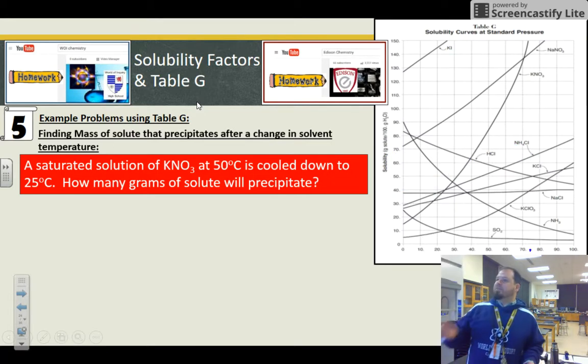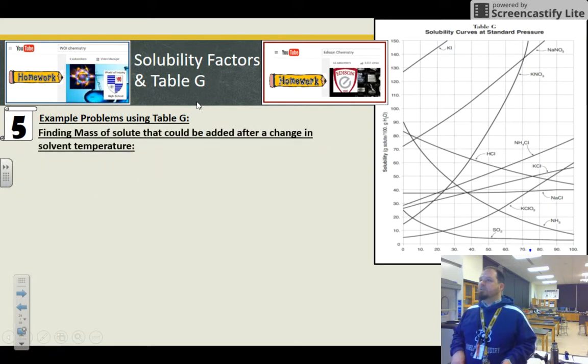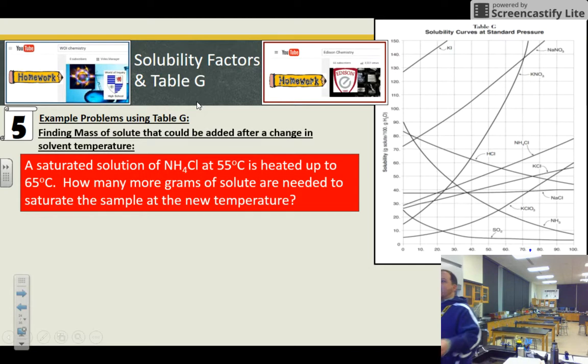How much will precipitate? Find the amount at two temperatures. Okay. The mass of solute that could still be added. In other words, I didn't add enough. So again, I'm going to have two different spots, and I'm going to subtract. So I'm going to go 55 to 65, so 55 and 65. I'm going to deal with NH4Cl, which is this guy. And so I got here, and I got here.